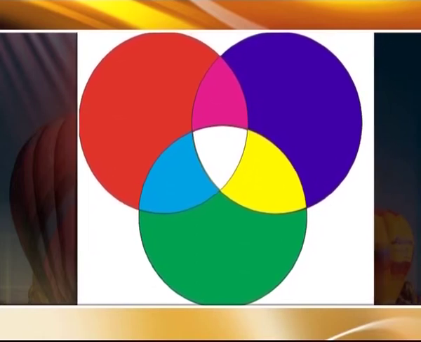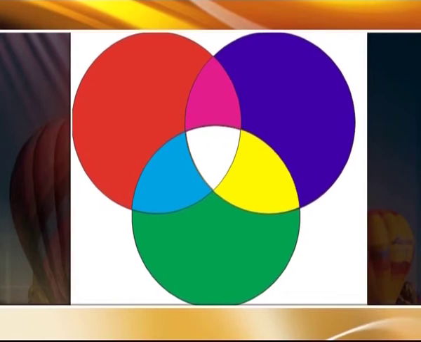A combination of any two of the primary colors produces the secondary colors of light. A combination of red and blue produces magenta. Green and blue give cyan. And green and red, yellow. Therefore, magenta, yellow and cyan are known as subtractive colors. These are the primary hues of pigment.